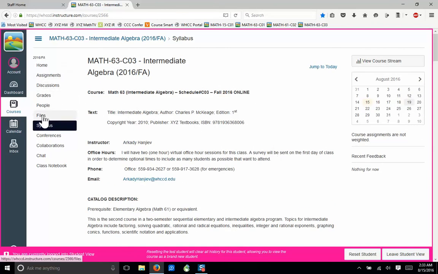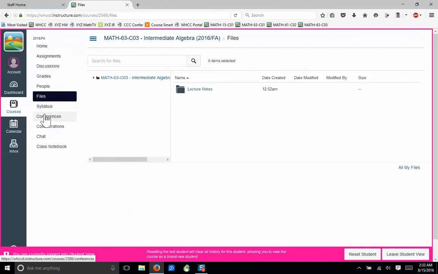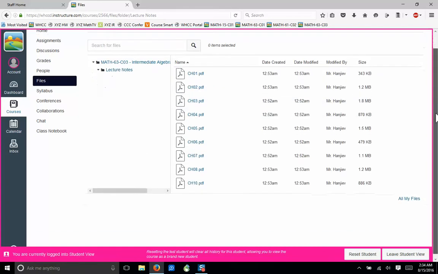Okay, the other one I want to show you is the files here. I have links to them as you would be doing your assignments, but in a nutshell, these are all the lecture notes for the semester. I've put them all under one roof here. If you click on chapter 1, you will see lecture notes ready to go.